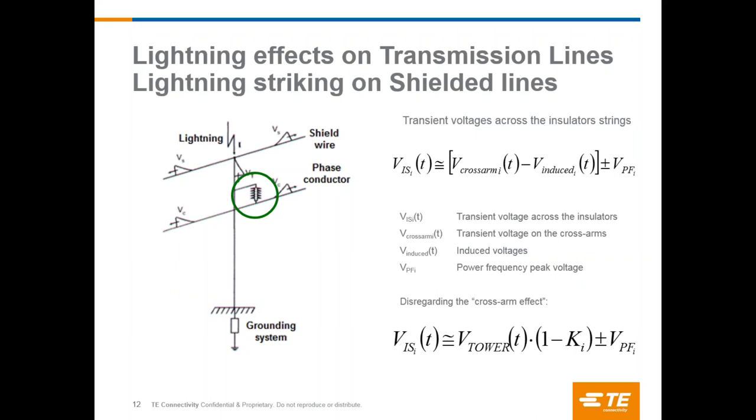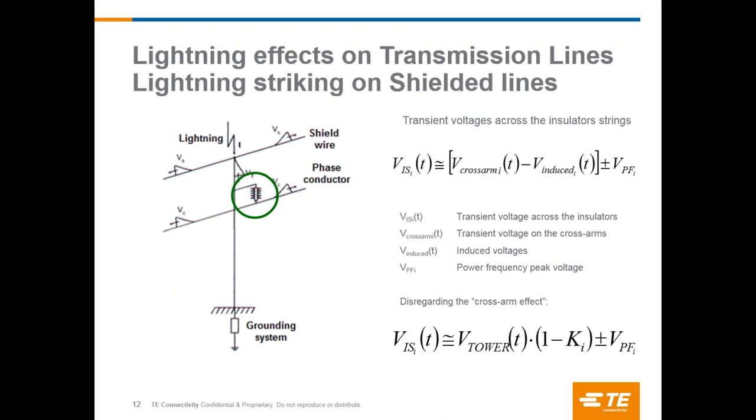Disregarding the cross-arm effect and considering that the induced voltage is the product of the voltage on the top of the tower and the coupling factor, we can simplify the equation for the voltage across insulator strings to the equation shown below. And this simplified equation gives us two relevant pieces of information for the proper lightning performance improvement of the lines. The first refers to the direct relationship between the transient voltage on the top of the tower and the transient voltage across the insulator strings.